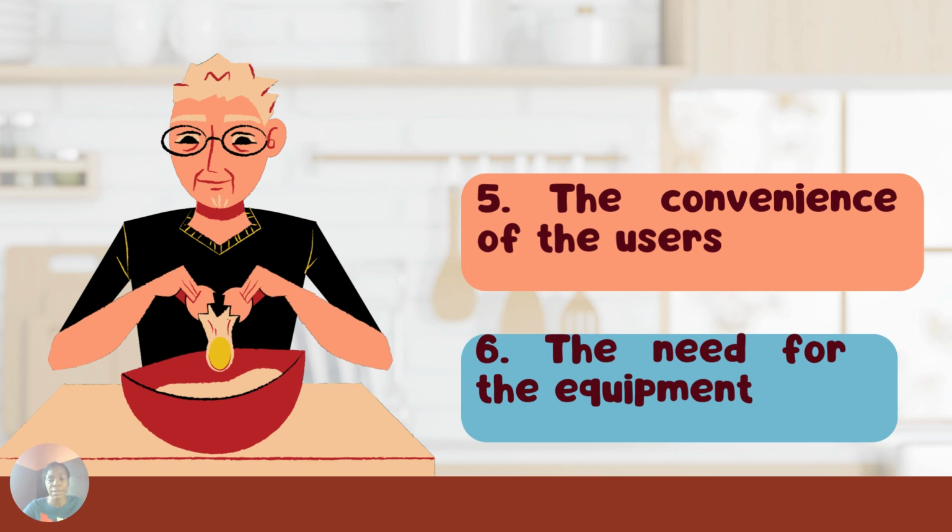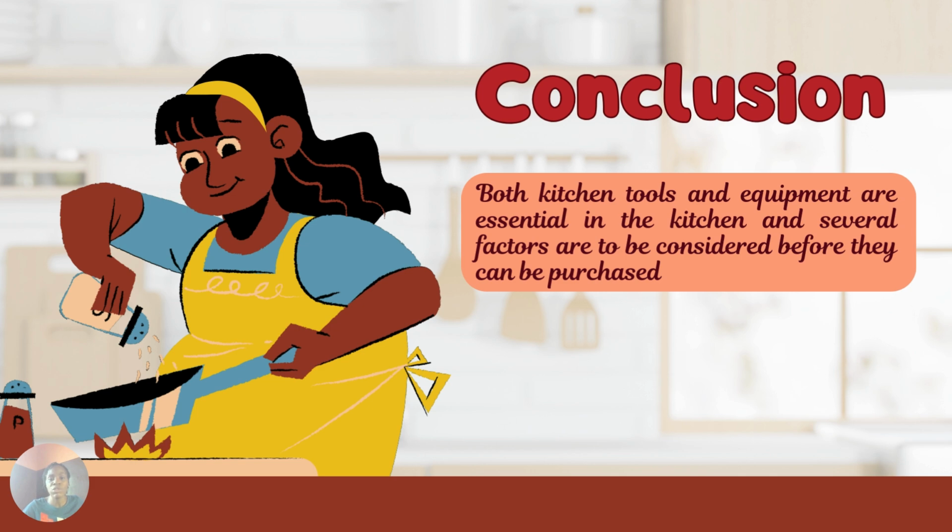Now, in conclusion, both tools and equipment are essential in the kitchen, and several factors are to be considered before they can be purchased. We need tools in the kitchen, and we also need equipment in the kitchen. We cannot just use only tools and leave equipment alone. And you cannot use only equipment and leave tools alone. Both of them are very important in the kitchen. And before you can buy those equipment, there are a lot of factors you need to put into consideration.